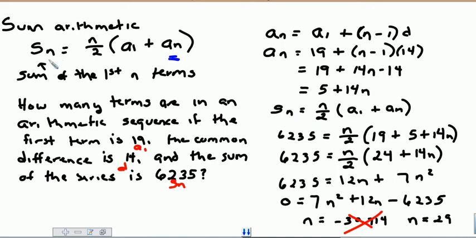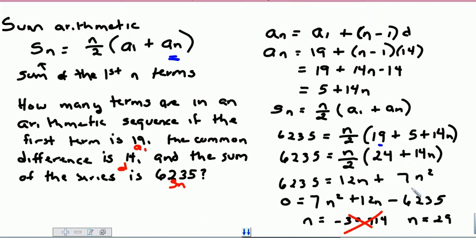Now, taking my sum equation, S sub n is equal to n over 2 times a sub 1 plus a sub n. I know S of n. It is 6235. I know that the first term is 19. And I just determined that this last term, a sub n, was 5 plus 14n. So I can go ahead and substitute that right here. So simplify, 19 plus 5 is 24. Multiply by n over 2, do your distribution here. That gives you n over 2 times 14n gives you 7n squared.